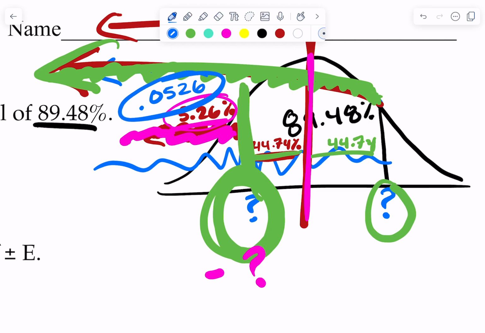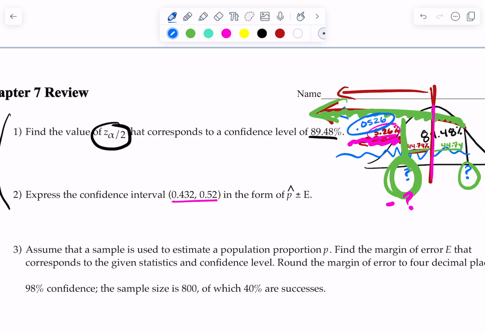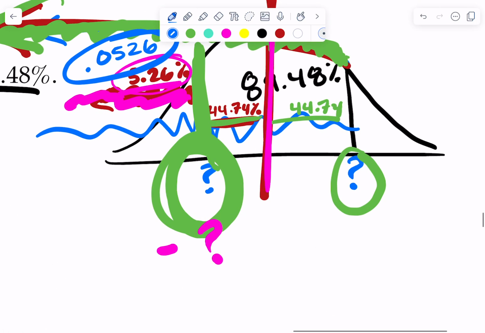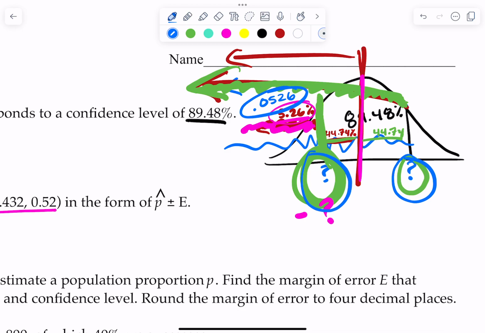Okay, so find what that Z value should be. It's a plus and a minus. It doesn't matter if you look up this one first or this one. You'll get the same one, but plus and minus.